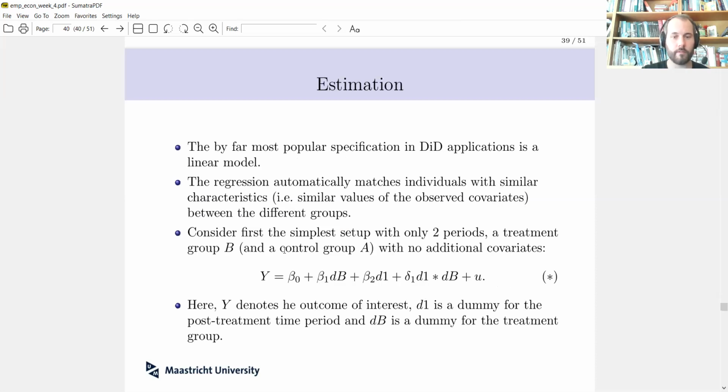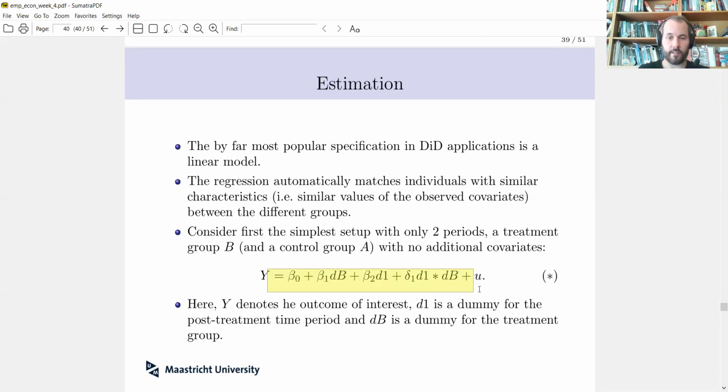However, what is much more popular is to use a regression formulation. So we write a linear model like this. Let me just quickly explain what we have. We have here an indicator for the treatment group. This will be 1 if a particular individual is in the treatment group, for instance, in the state that has a policy change, and it's 0 if you are in another state where there's no policy change.